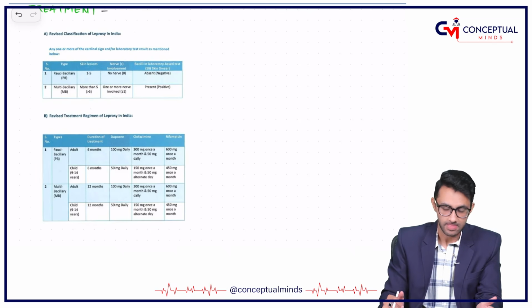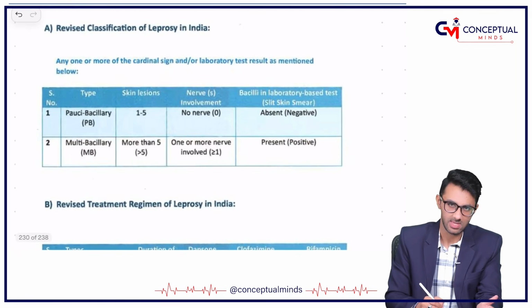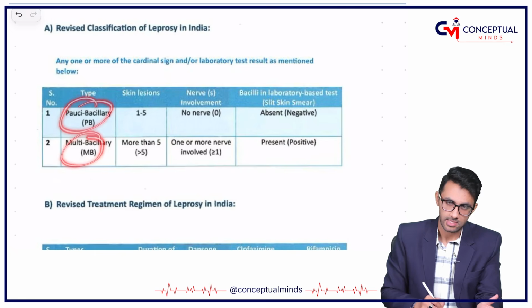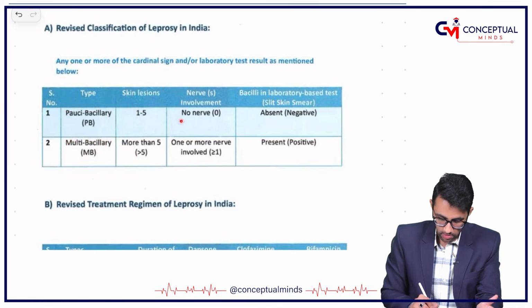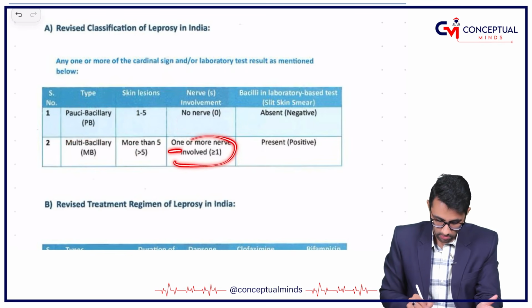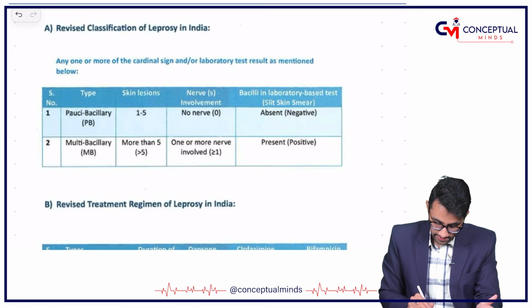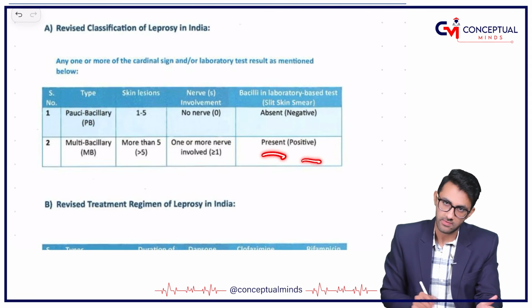So let's start. This is a revised classification as we see. Paucibacillary, multibacillary. We just discussed the number of skin lesions, 1 to 5, more than 5. Nerve involvement: no nerve involvement, or 0 to 1, versus 1 or more nerves involved. The SSS test is absent or negative in paucibacillary. If it is present or positive, it is multibacillary. This part we did already.